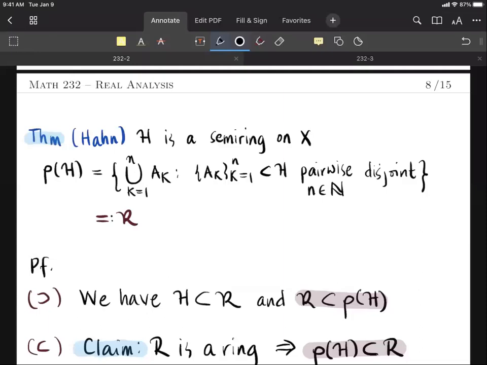Okay, the next theorem, attributed to the mathematician Hahn, gives us an idea how to characterize the ring generated by a semiring. According to this theorem, the ring generated by a semiring H is the collection of all pairwise disjoint unions of elements in the semiring. To prove this theorem, for simplicity, let us denote this collection here by R. As an old strategy, we show that one is a subset of the other and vice versa. And therefore, we have equality of the two sets.